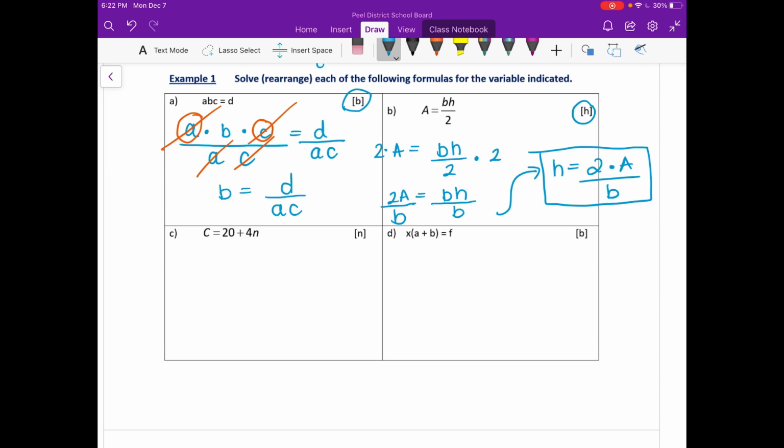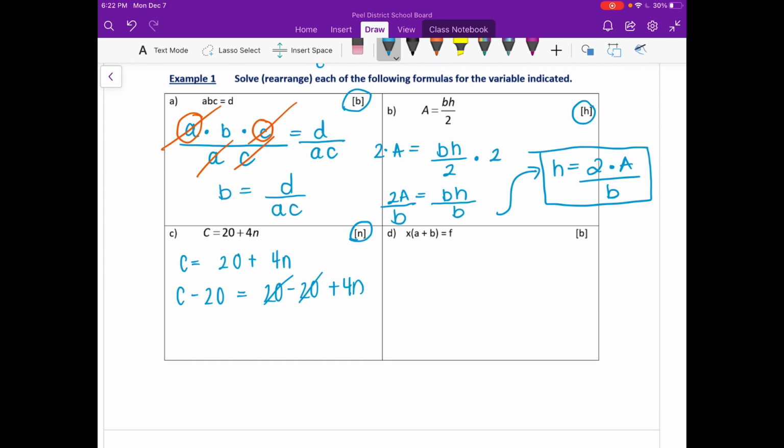So if we had c equals 20 plus 4n, and we wanted to isolate for n, you would follow the same method. You have c equals 20 plus 4n. You're going to isolate that 4n first, because you want to get that 4n by itself. So I'm going to do c equals 20 plus 4n, minus 20 on both sides. I didn't leave myself enough room there, so I'm just going to put c minus 20 equals 20 minus 20 plus 4n.